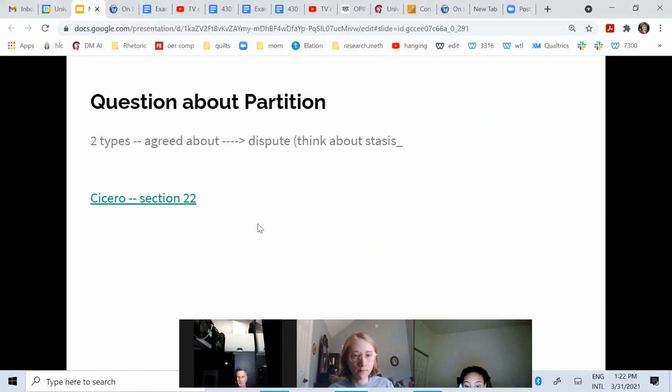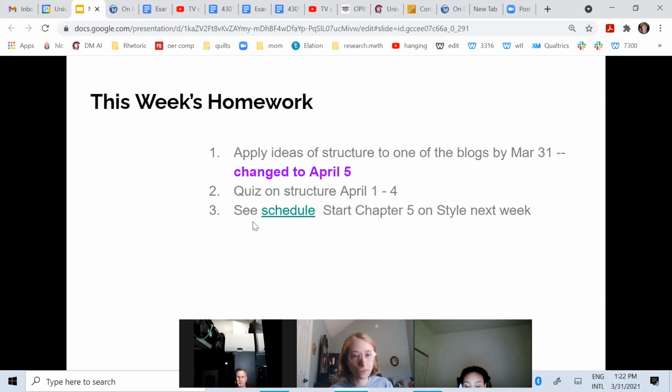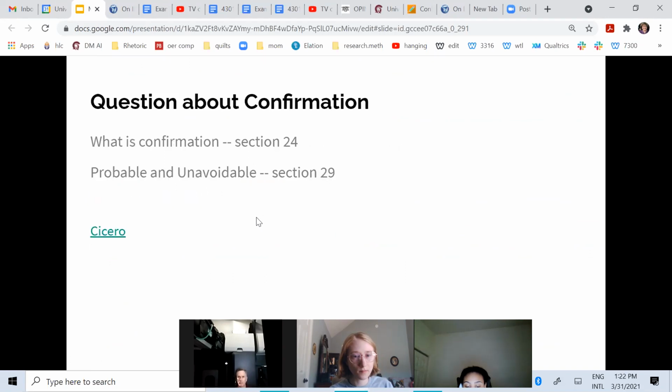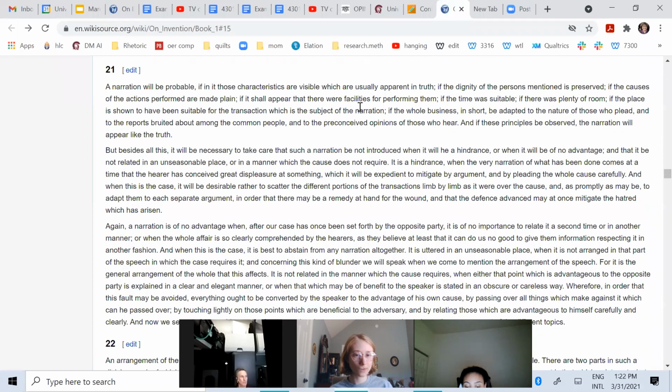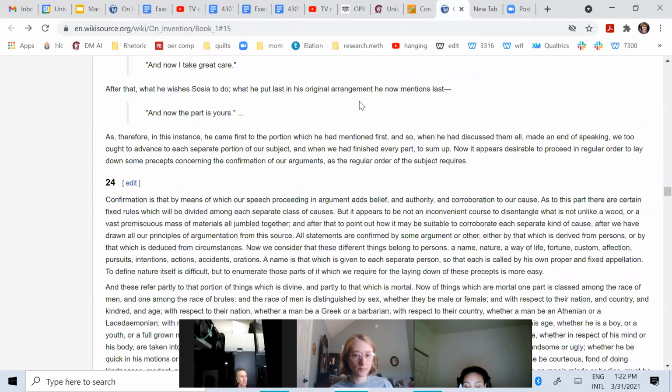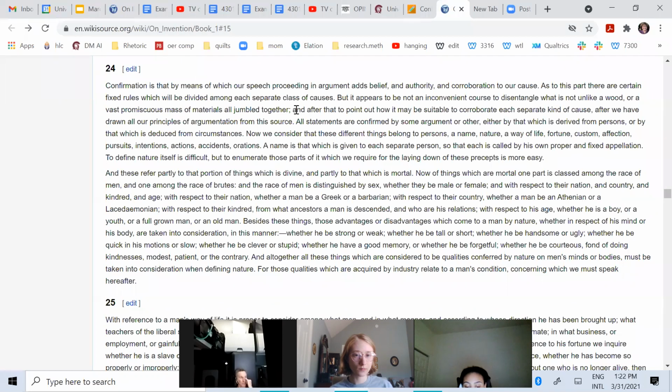Another question that people had was about confirmation. And you see that in section 24. And he talks about probable and unavoidable. And really this is Cicero's discussion of argumentation. Confirmation is that by means of which our speech preceding an argument adds belief in authority and corroboration to our cause.